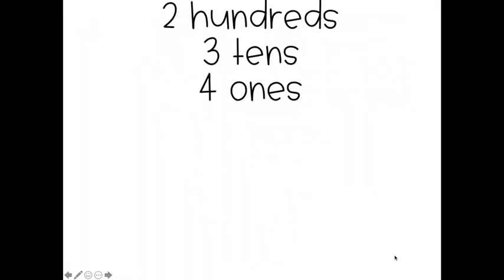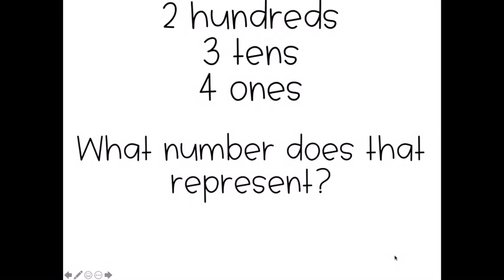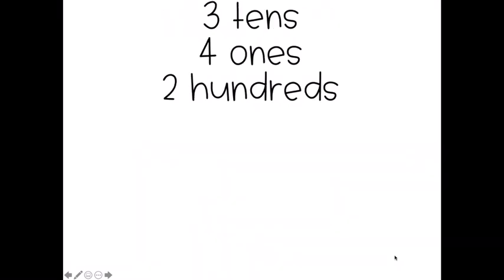Excellent. Now, if we have 2 hundreds, 3 tens, and 4 ones, what number does that represent? 234 would be the correct answer. Excellent. What if I had 3 tens, 4 ones, and 2 hundreds? Then what number would I have? Very good. I would still have the number 234.